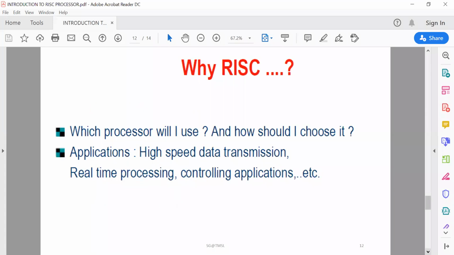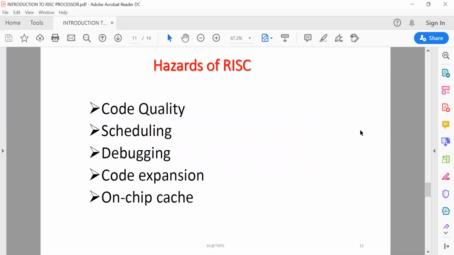Then next are the hazards of RISC processors. Now the transition from CISC to RISC design strategy is, however, not without its problems. These points need to be considered while using a RISC-based system, and the software engineer should be aware of the key issues which arise when moving code from a CISC processor to a RISC processor.